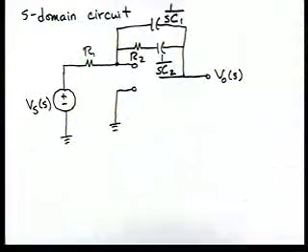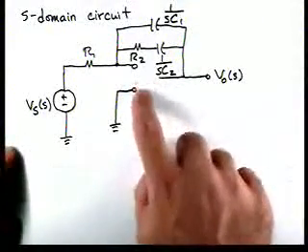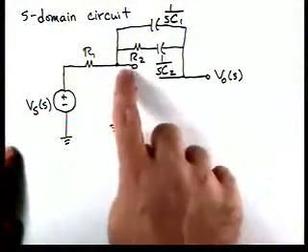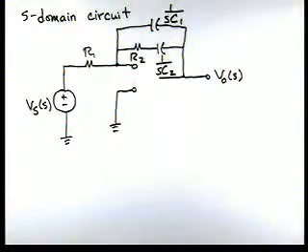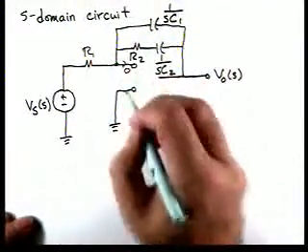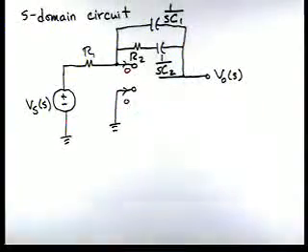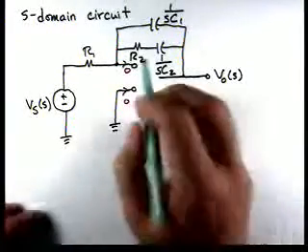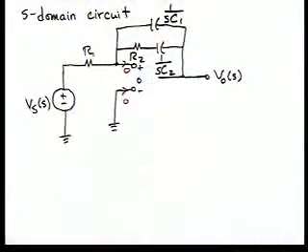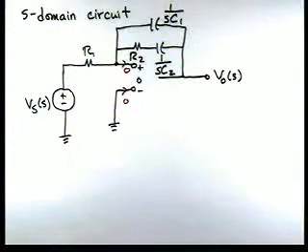And if we substitute that model in, there's our S-domain circuit. Here's a model for our op-amp. Remember, the currents into here are both 0, and remember that the voltage between these two terminals is 0. So there's our op-amp model. So now we need to just start analyzing this circuit. There's the S-domain circuit.